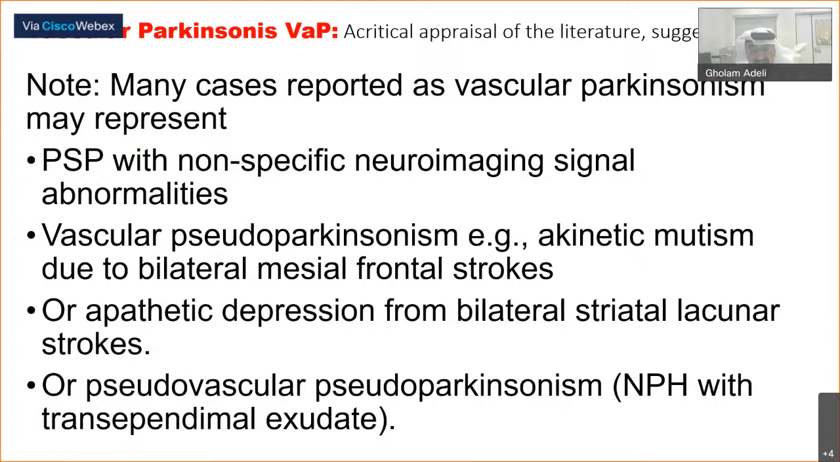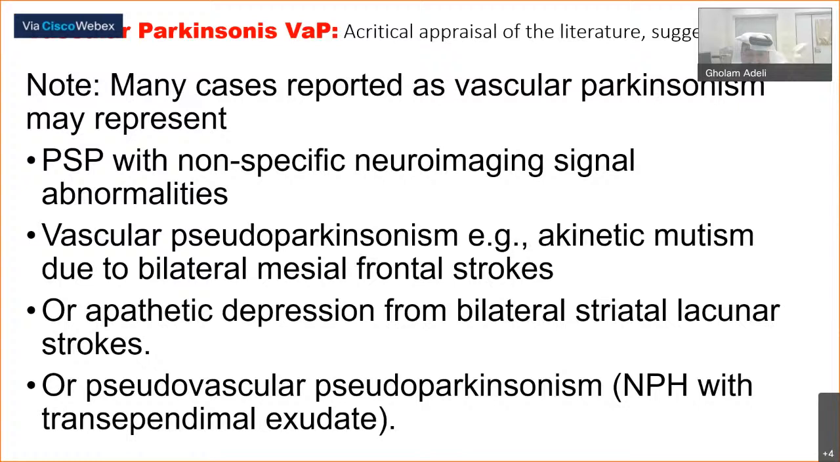Why is that? Because many cases reported as vascular Parkinson disease tend to be progressive supranuclear palsy, which is a Parkinson plus. And this is a type of disease that, as we said, is more rapidly progressive, with a poorer prognosis than Parkinson disease. And unfortunately, they lack the MRI features at the beginning. Then there is something called vascular pseudo-Parkinsonism, because you have small vessel disease affecting the bilateral mesial frontal lobe, and it gives you akinetic mutism.